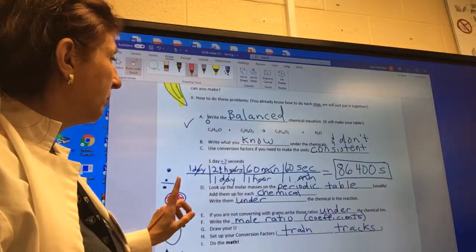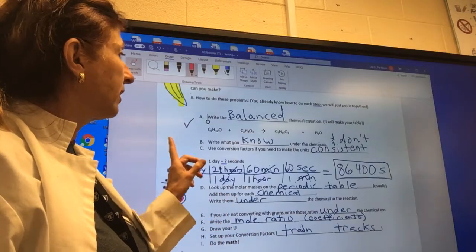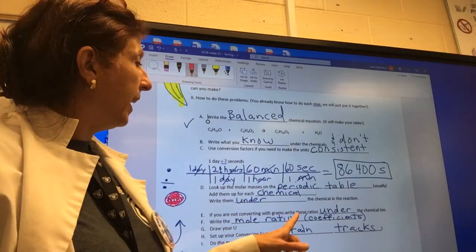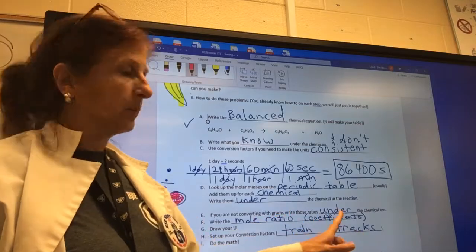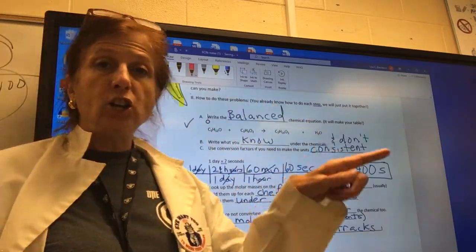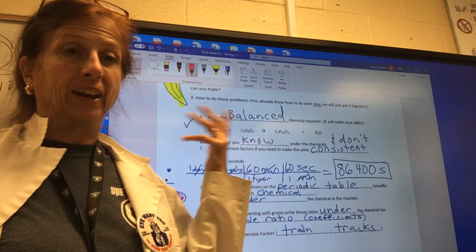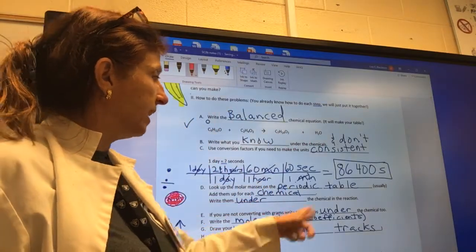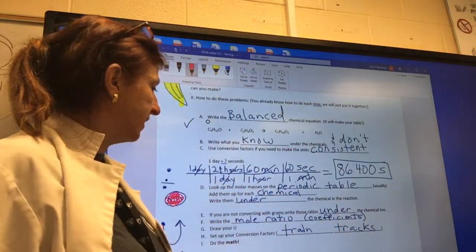Anyway, then what you do is you look at the balanced chemical equation and you write a mole ratio, okay? And then you draw a U, a big U. I say it looks like a smiley face, so it's all happy. And then you set up your conversion factors, and I like you to set it up like train tracks.